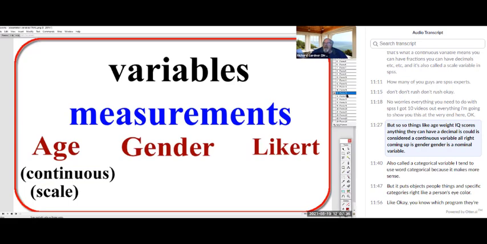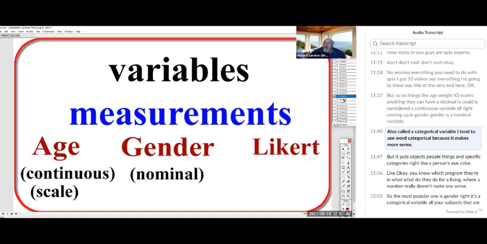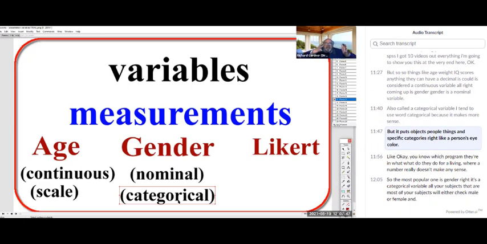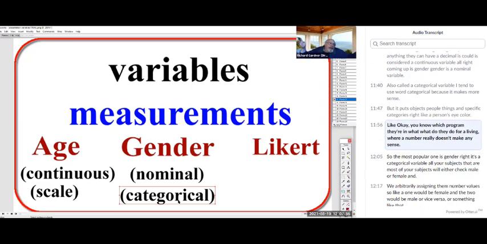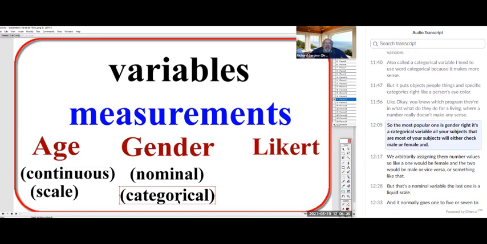All right, coming up is gender. Gender is a nominal variable, also called a categorical variable. I tend to use the word categorical because it makes more sense. But it puts objects, people, things in specific categories, right? Like a person's eye color, like which program they're in, what do they do for a living, where a number really doesn't make any sense. So the most popular one is gender, right? It's a categorical variable.